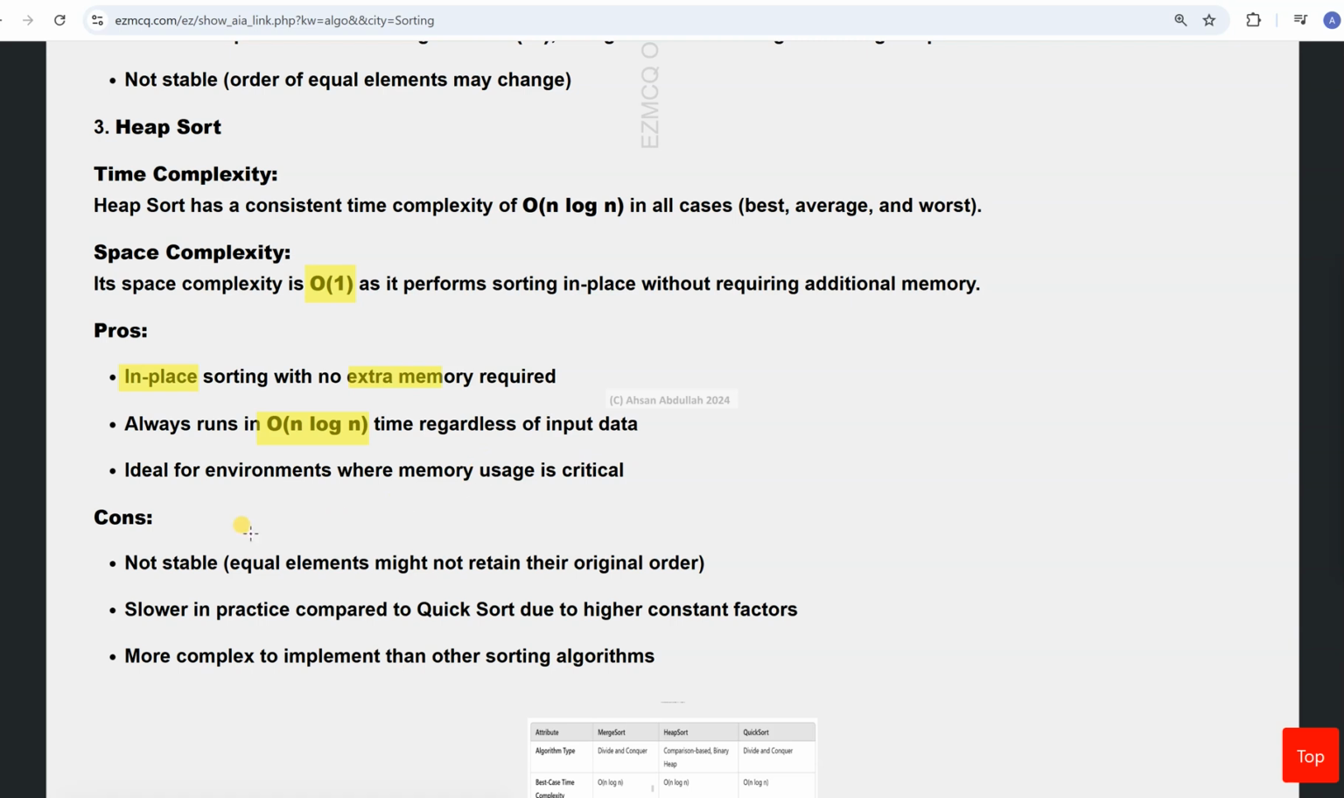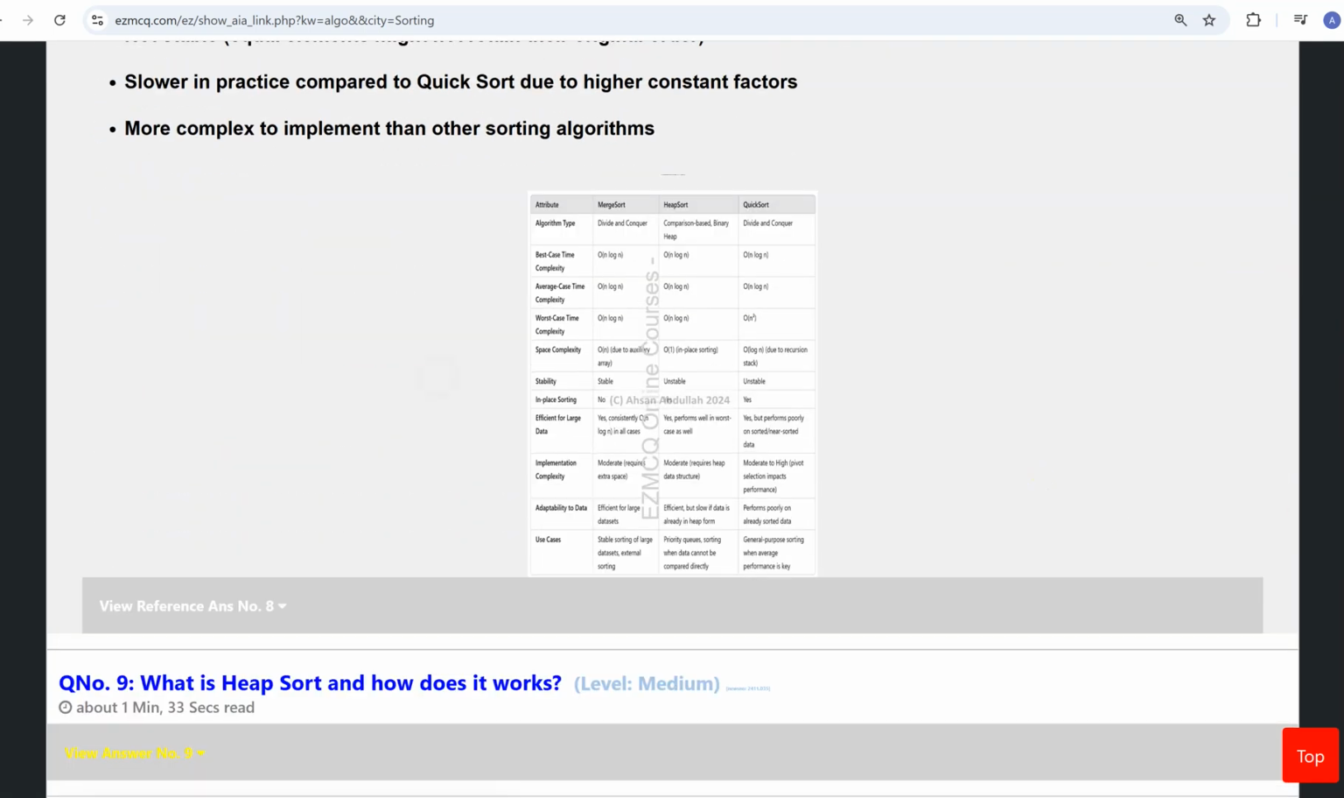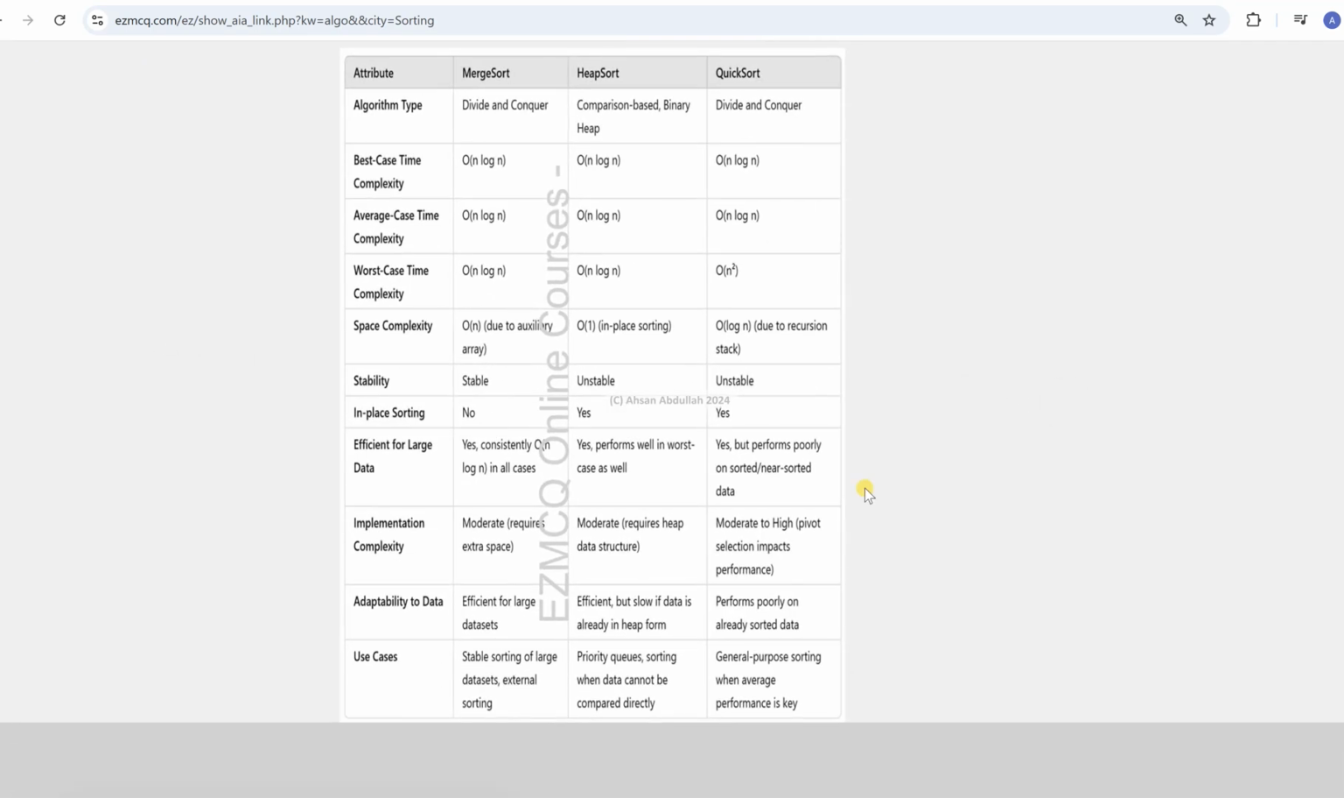This is fine, but it is not stable. Like merge sort is stable, quicksort is not stable, and heap sort is also not stable. And if you look at the constant values, quicksort with all its shortcomings is faster; heap sort is slower than quicksort because of the constant factors, and it is more complex to implement than the other sorting algorithms which we have just looked at. So let me zoom this and we compare these sorting techniques. The zooming will help a lot.